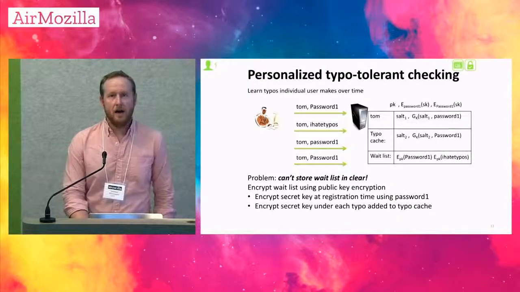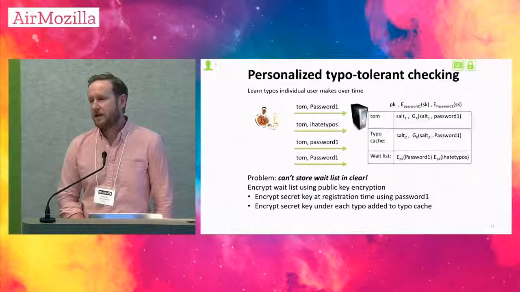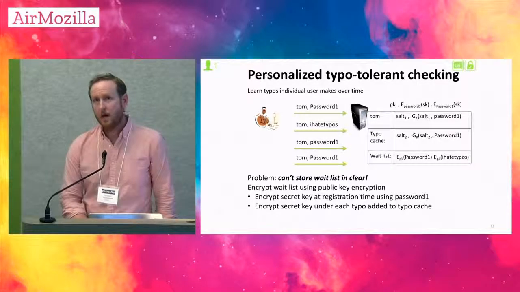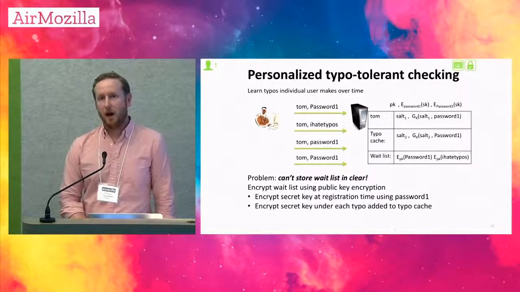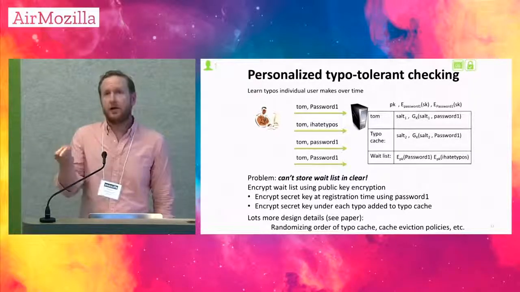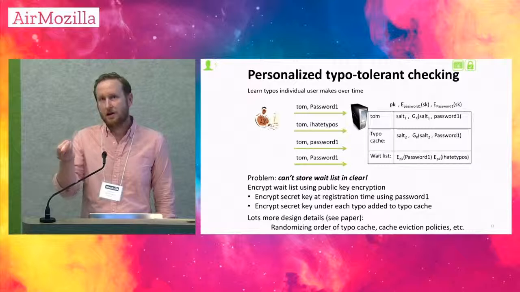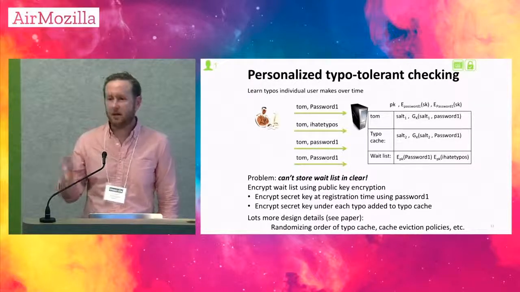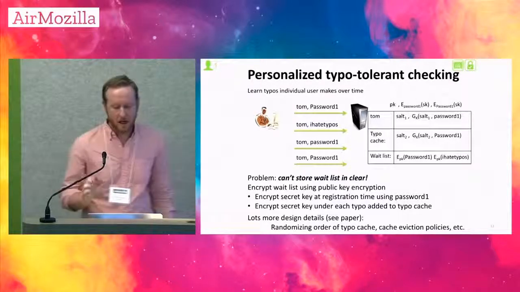And so the final data structure looks something like this. Nothing is ever stored in the clear. When you go to log in, you check the hash. If it succeeds, you actually also can rederive the decryption of SK and then decrypt the waitlist in clear and check things out. But there's lots of details.